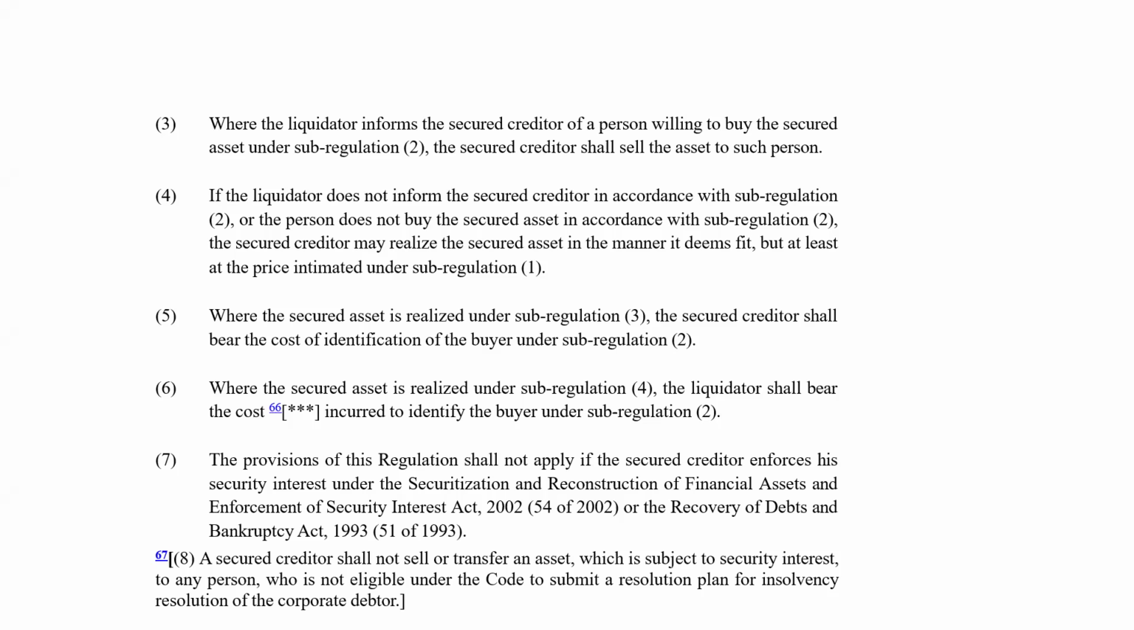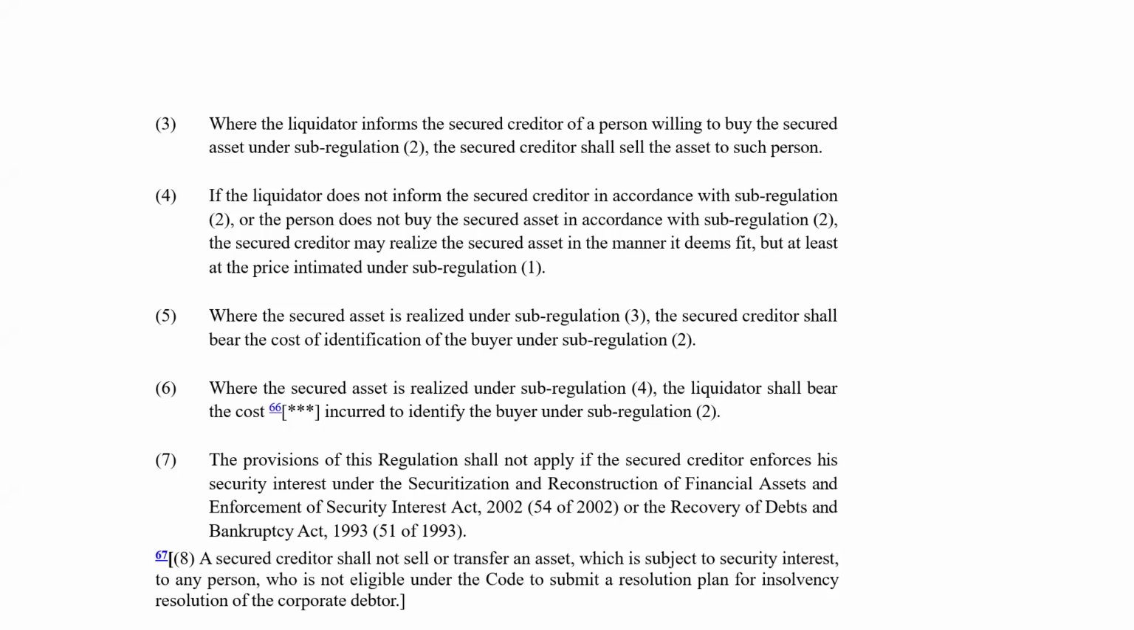Where the secured asset is realized under sub-regulation 3, now there are two parts. Where the secured asset is realized through the buyer identified by the liquidator, then the secured creditor shall bear the cost of identification. Right? And if the secured asset is realized to the buyer which is identified by the secured creditor, then the liquidator shall bear the cost. This is the meaning. So the person to whom the asset is being sold or through whom the asset is being sold, the other party will bear the cost.